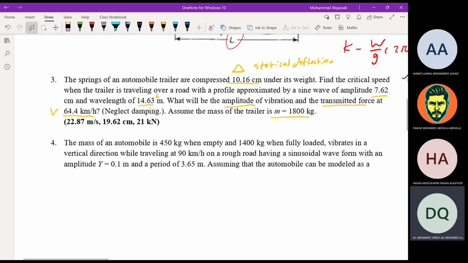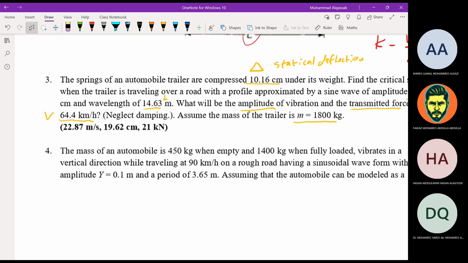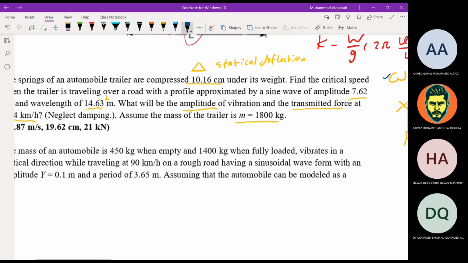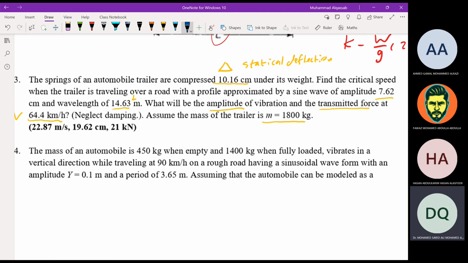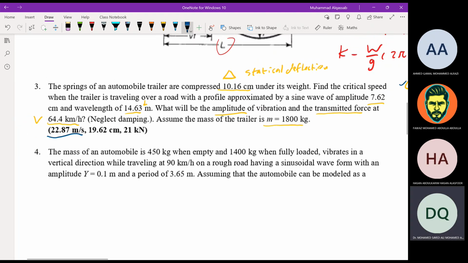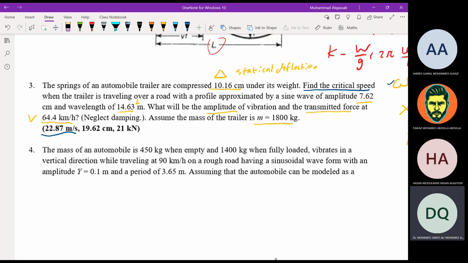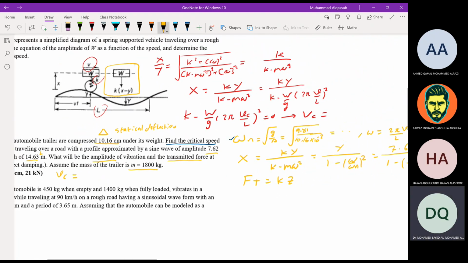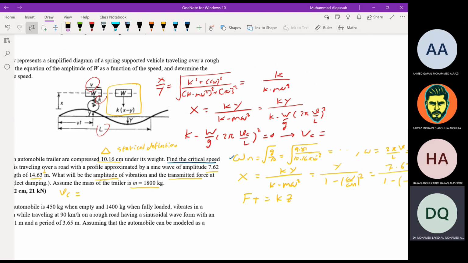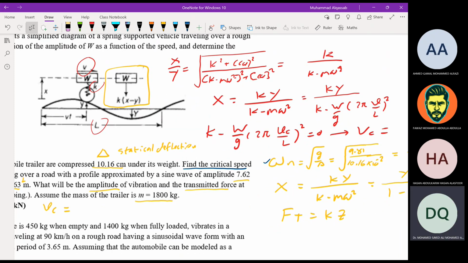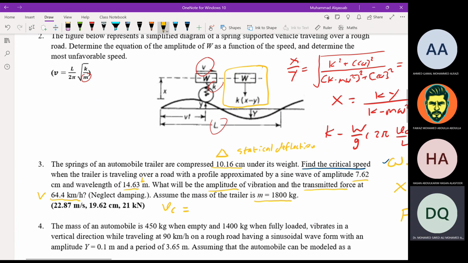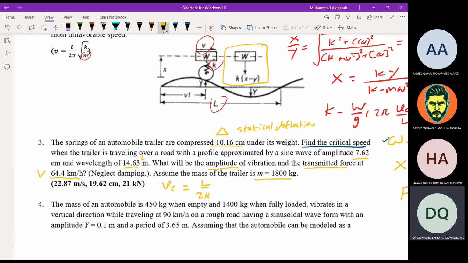The amplitude of vibration, there are 3 answers here. What will be the amplitude of vibration and the transmitted force at 64.4 kilometer per hour? I don't know what that is, meter per second here. Are there 3 questions? Find the critical speed. So this is the critical speed. I didn't talk about it, but same as question number 2. So V critical is equal to same as question number 2, you can get the equation from, which is L over 2 pi square root of K over M.